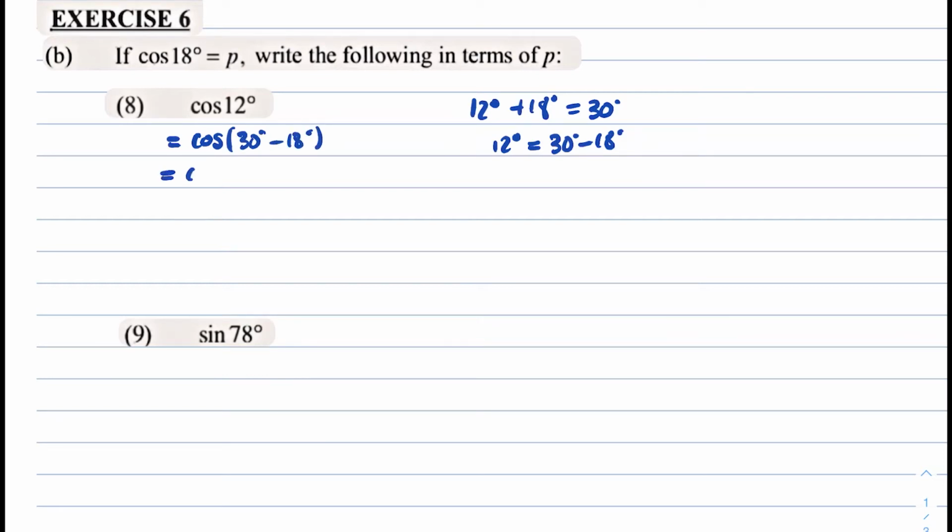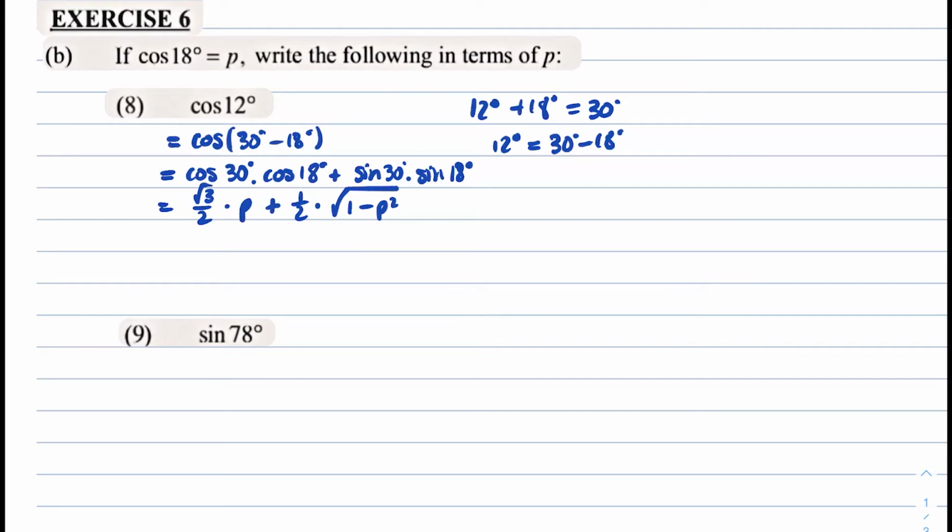Well, this is our cos compound angle, which is going to be cos 30 degrees times the cos of 18 degrees plus the sine of 30 degrees times the sine of 18 degrees. The cos of 30 is a special angle, root 3 over 2, and the cos of 18 is our p. The sine of 30 is also a special angle, a half, but you will have already seen that the sine of 18 degrees in your diagram is the square root of 1 minus p squared.